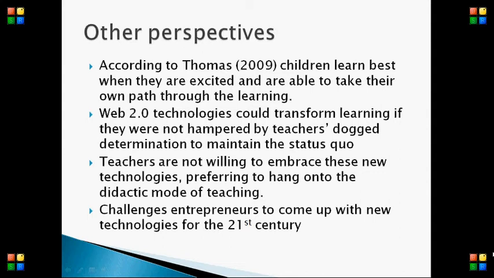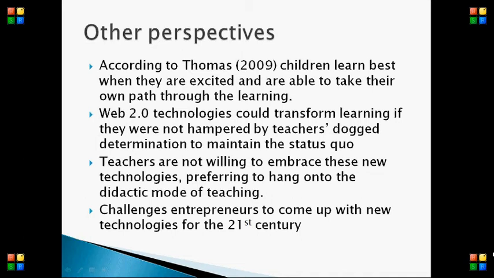Thomas, 2009, believes that children learn best when they're excited and able to take their own path through learning. Now, he worked with a lot of homeschool children. The context is rather different. He believed that web technologies transform learning if they're not hampered by teachers' dogged determination to maintain the status quo.